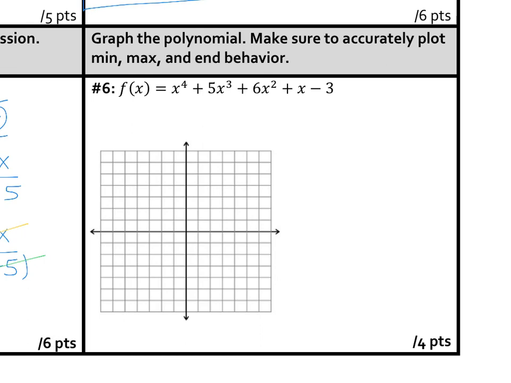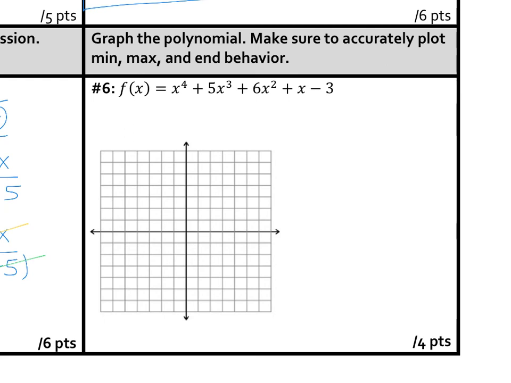Okay. On number 6, we are graphing a polynomial, so we need to make sure that we are plugging this into our y equals in our calculator. So turn on your calculator, hit y equals, and clear out anything that is there. Type in x to the 4th plus 5x cubed plus 6x squared plus x minus 3.